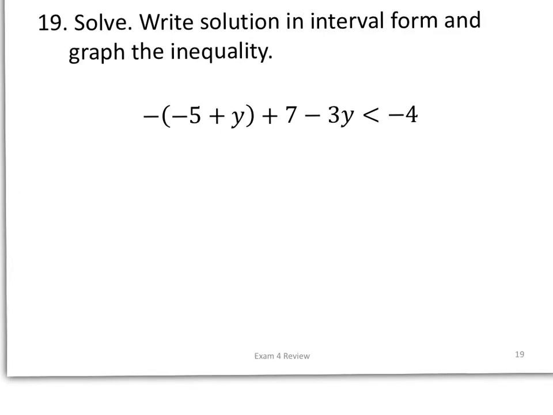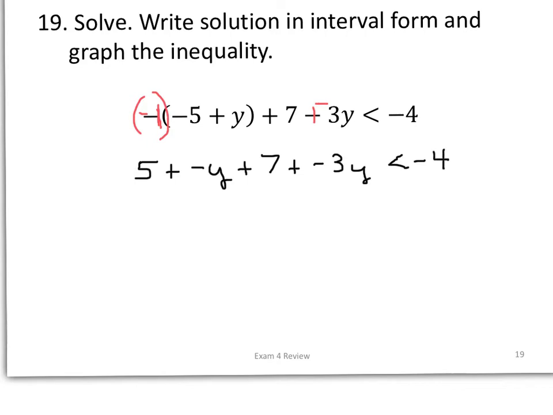We are to solve this, and this is mostly an exercise to make sure we don't make mistakes with our negative signs. So in that spirit, I'm going to change any subtractions I see to additions. Now I'm also going to change my negative sign to a negative 1. So we're going to multiply everything by negative 1. So negative 1 times negative 5 is positive 5, plus negative 1 times y is negative y, plus 7 plus negative 3y is less than negative 4.